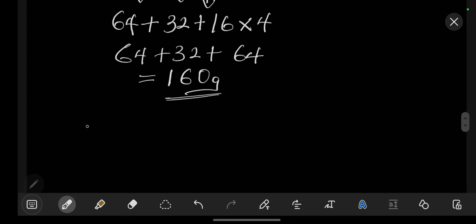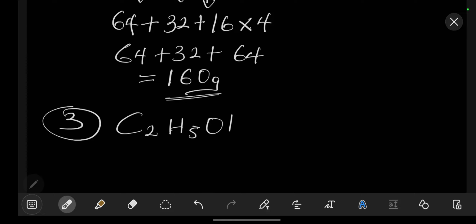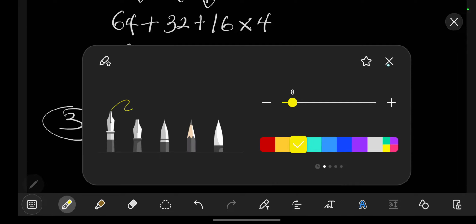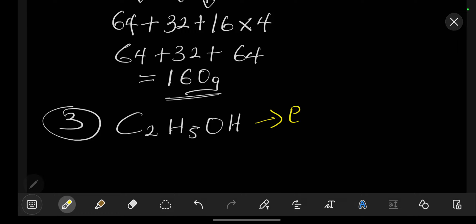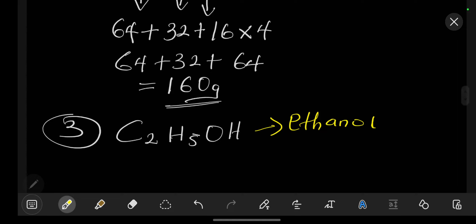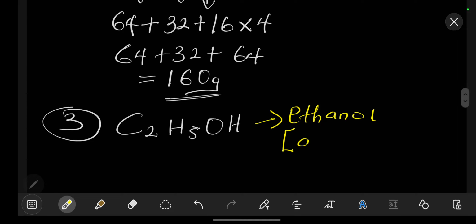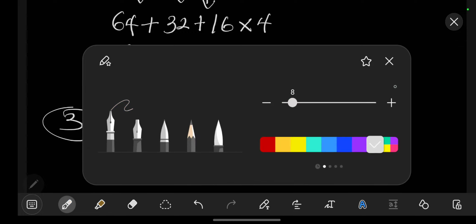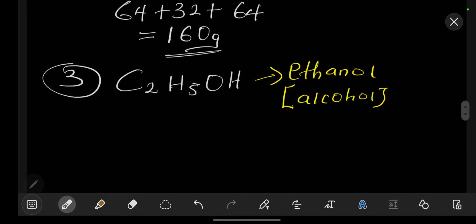And number 3, which will be the last, let's talk about this one, C2H5OH. From organic chemistry, this compound is what we call ethanol. If you're familiar with organic chemistry, you should know about this. And if you're a newbie to organic chemistry, this is ethanol, and ethanol is an alcohol. But that's not my point of emphasis here. My point of emphasis here is to calculate the relative molecular mass.